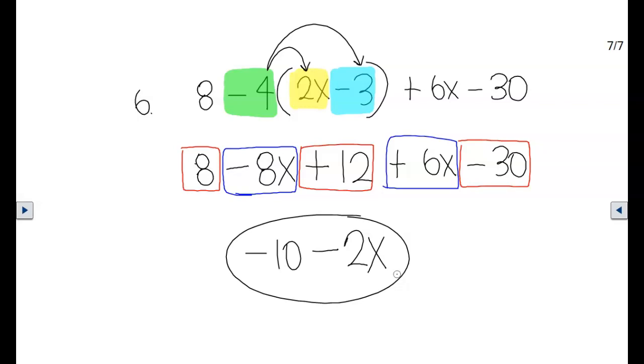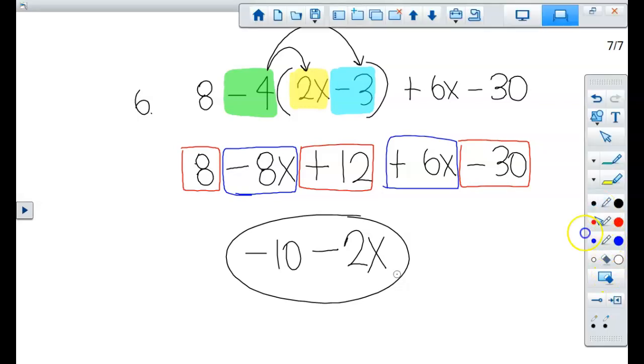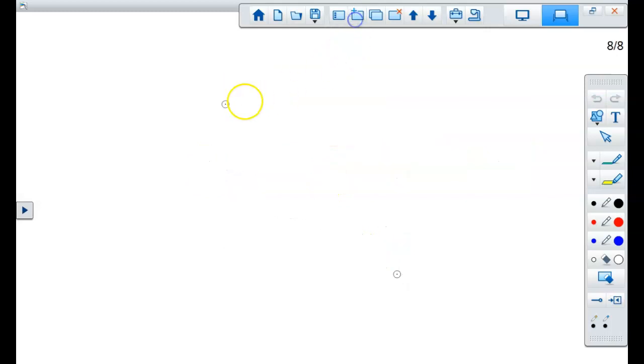If you will be careful of your signs, watch what you're doing with those, you got this. All right, one last problem.